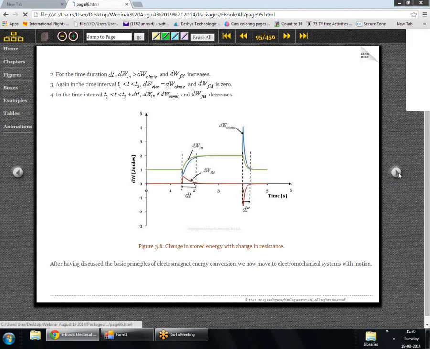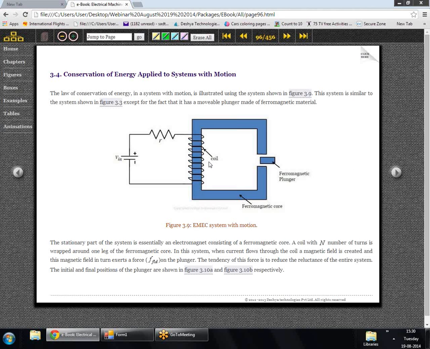So this is a simple system which had no motion. So now we come to a system which actually has motion. It's the same system that we have seen before. The only thing is that we don't have a rheostat anymore, and now we have a ferromagnetic plunger, which can move left and right. Okay, so this is the ferromagnetic plunger that we have.